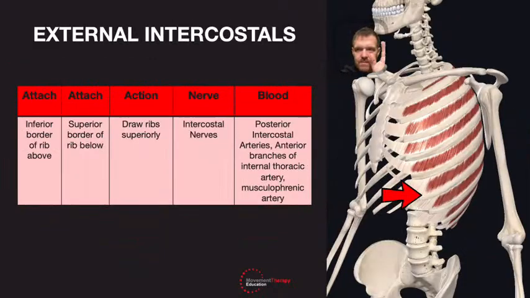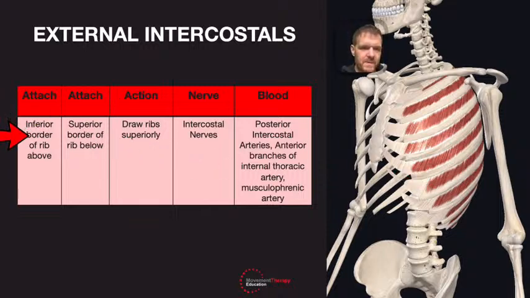Then we've also got some other muscles. We've got a bit of time, so we'll try and get as many of these done as we can. We've got external intercostals and internal intercostals, so we'll have a look at those two together. But there are actually three sets of intercostals: external, internal, and innermost. You don't usually get to see the innermost intercostal muscles on dissection videos, but they do exist. So we've got three layers of intercostals.